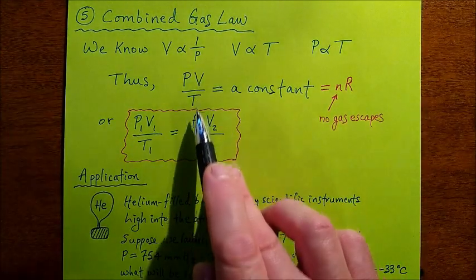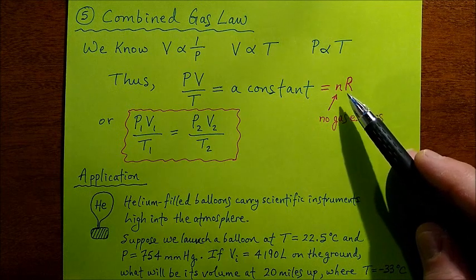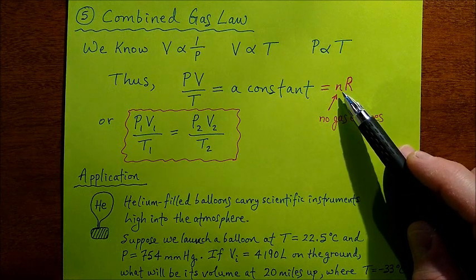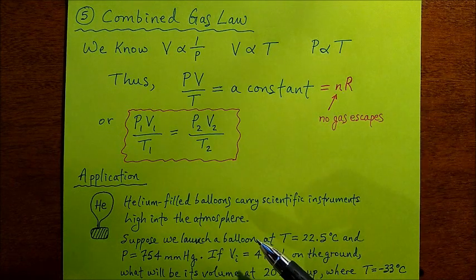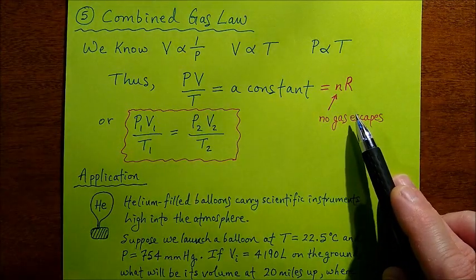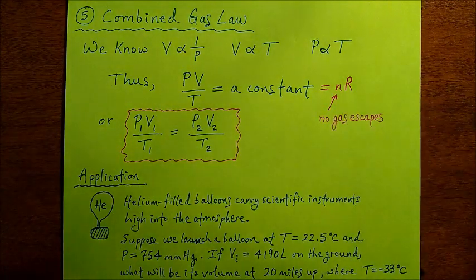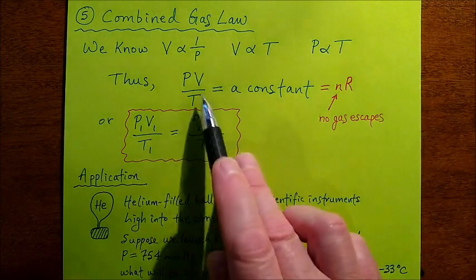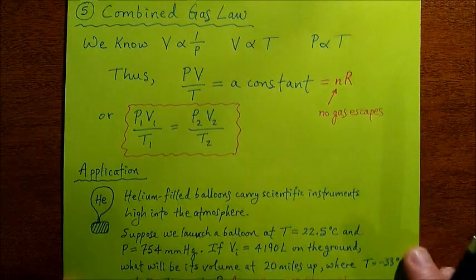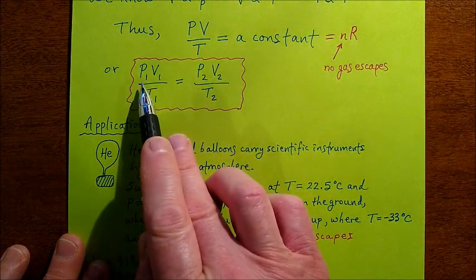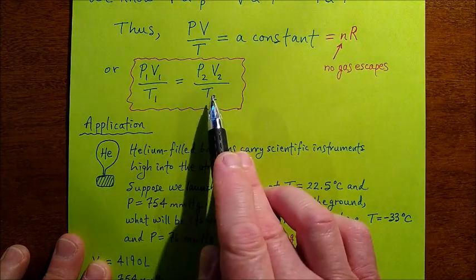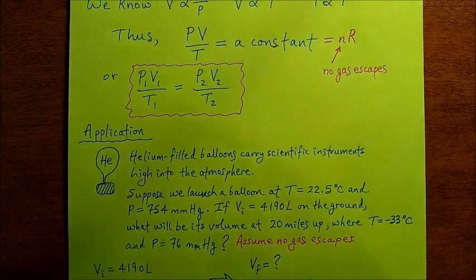If you do that, you get PV over T is a constant for a situation in which you have a constant amount of gas. There are some practical examples of that. I want to show you here a calculation with that. Like a hot air balloon would be a situation in which the only thing that's a constant is the amount of gas inside the balloon. But if you rewrite PV over T for two situations, you get what looks like a complicated equation, but it isn't. It says P1 V1 over T1 equals P2 V2 over T2. It just means that the PV over T is always going to be a constant for any situation.